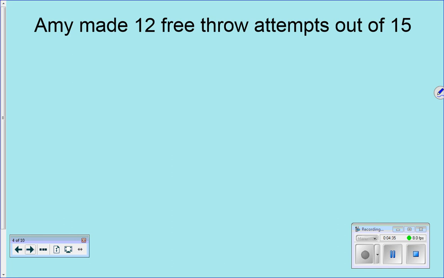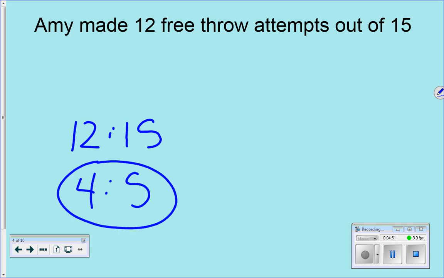They're also going to give you some scenarios. And this scenario might be this. Amy made 12 free throw attempts out of 15. If I was going to write this in a ratio, how would you write this in a ratio, Lauren? 12 out of 15, which is 4 to 5. So Amy made 4 free throws out of her 15.